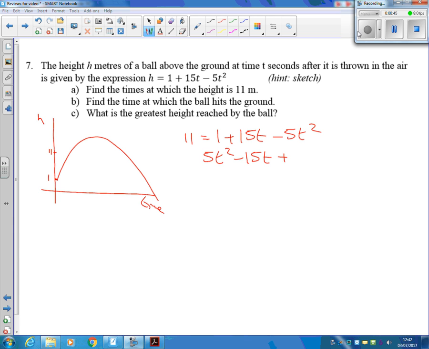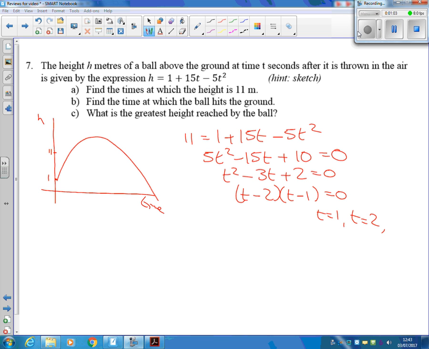We've got plus 10 there, and look, I could get the calculator out, but let's just divide it all by 5, shall we? Because that's pretty quick to see. We've got to factorize that, and so we've got t equals 1 and t equals 2. So it's crossing at 11 when t is equal to 1 second here and t equals 2 seconds there.